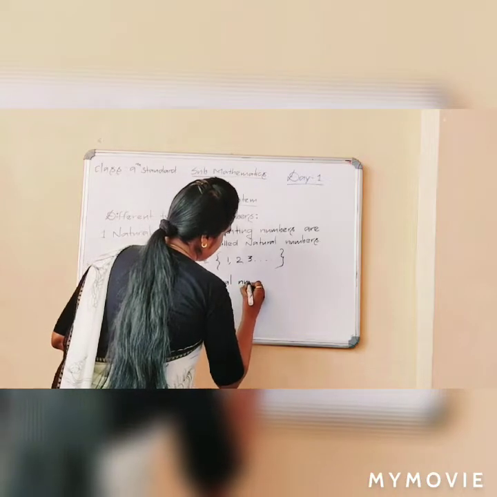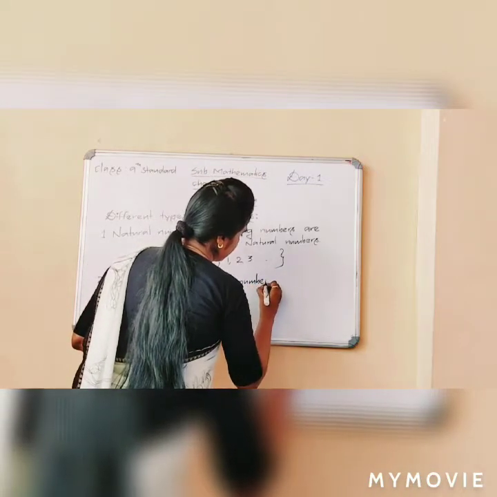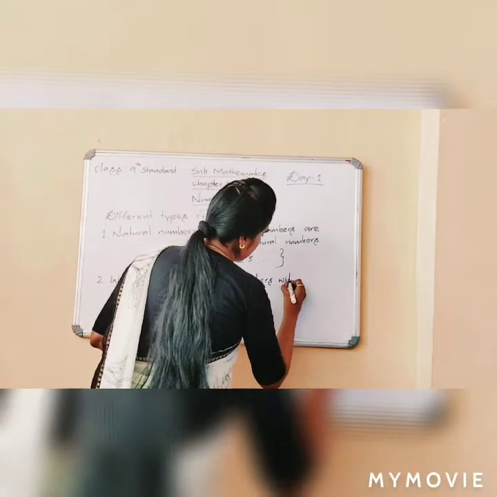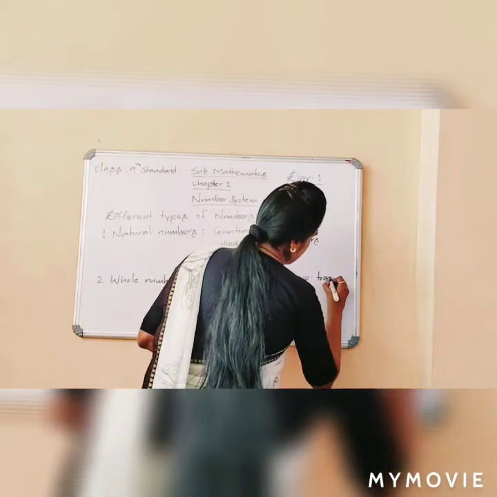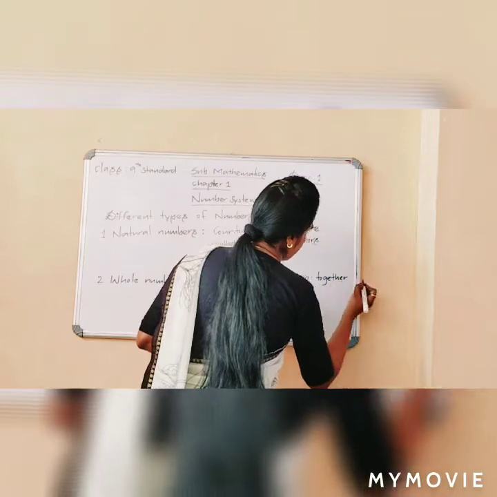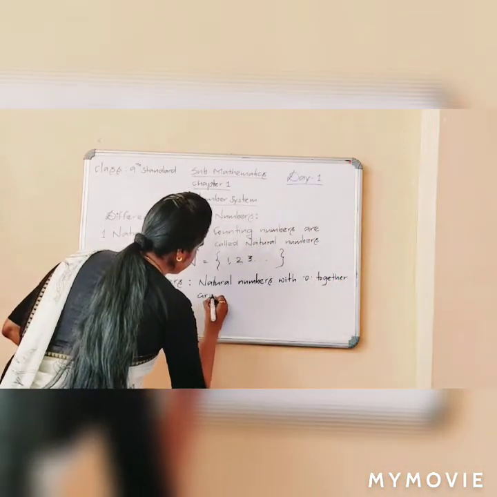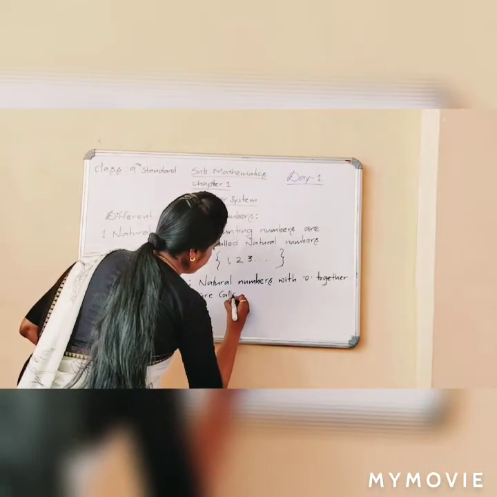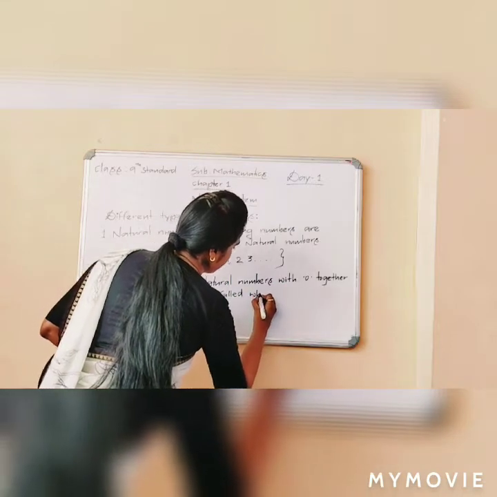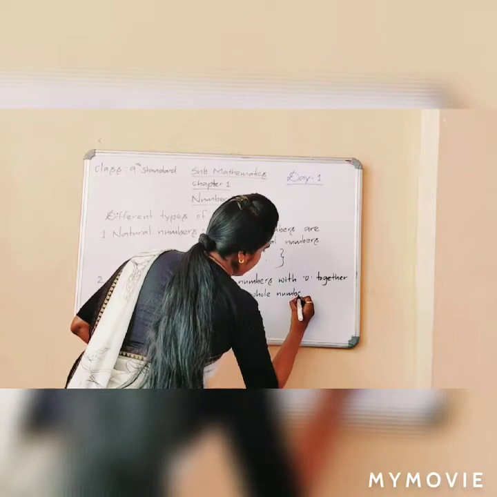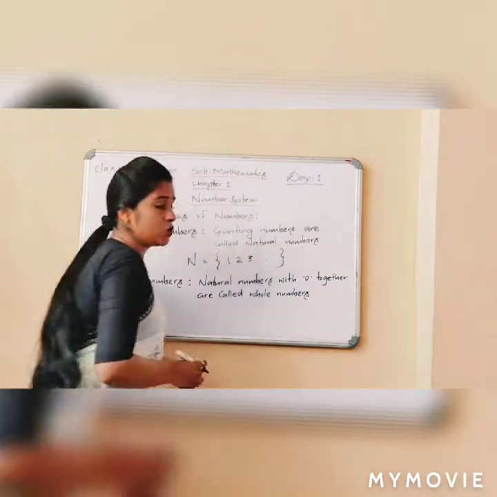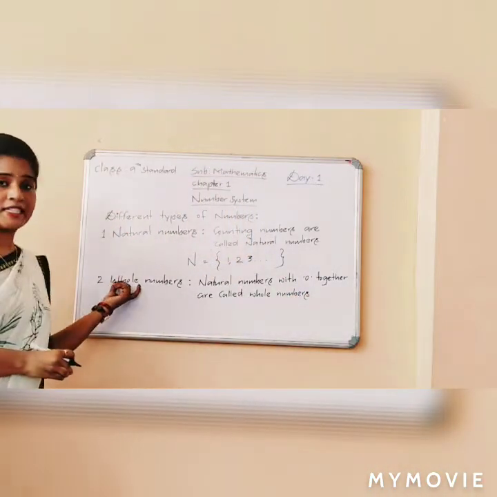Natural numbers with 0 together are called what? Whole numbers. So students, keep in mind that here the word itself will tell us.